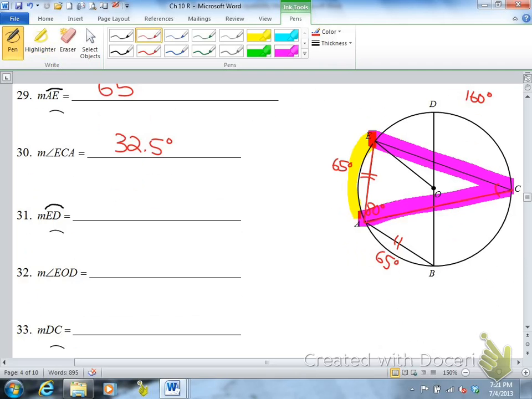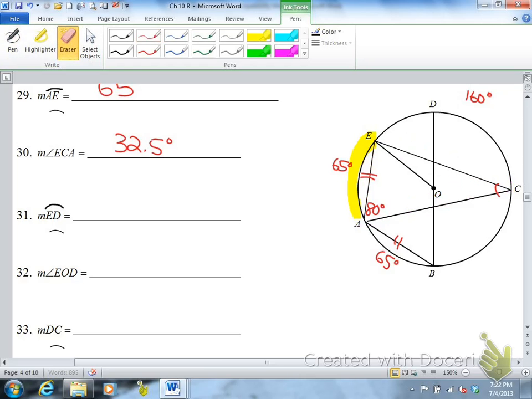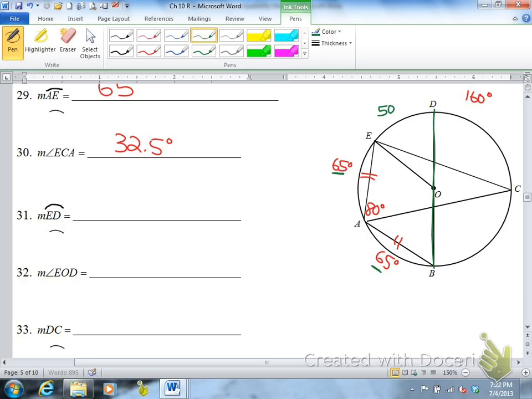Let's see, ED, where's that? ED is up here. You could notice, get rid of that highlight right there, sorry Susie. You have a semicircle here, and 65 plus 65 is 130, so 180 minus 130 is 50 degrees, so the measure of arc ED is 50 degrees.